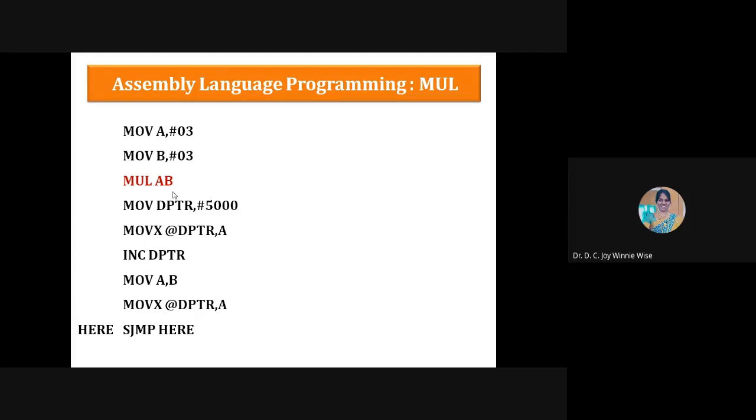After multiplication, the output will be available in A and B. The content of the accumulator, the lower order, is transferred to 5000, and the higher order will be transferred to 5001. So here, A and B contain the data 03 and 03.